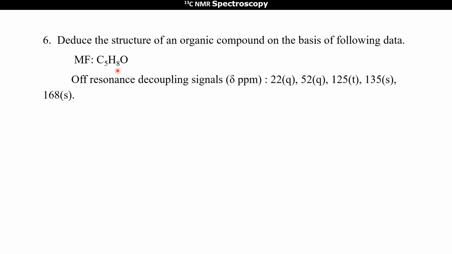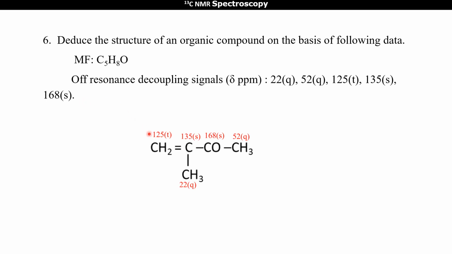Then the next example: deduce the structure of the organic compound on the basis of the following data. The molecular formula is C5H8O and the off-resonance decoupling signals are 22 quartet, 52 quartet, 125 triplet, 135 singlet, and 168 singlet. This data indicates that these two carbon atoms are in the sp3 hybridization state. This is the signal for a CH3 group, this is the signal for a CH3 group, and these three carbon atoms are in the sp2 hybridization state. And the 168 value indicates there should be the presence of a carbonyl group in the compound.